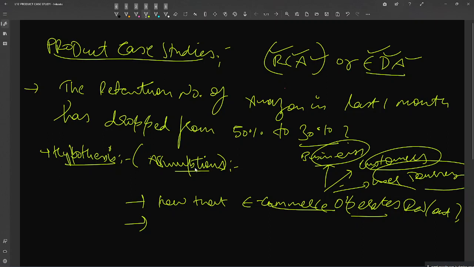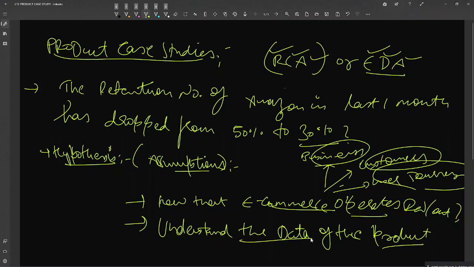Second thing is, you should understand the data very well. When I say understand the data, it's because you have to give insights in the form of data only. Understand the data of the product. These are the two basic requirements to answer such types of questions, and hence I have shared the case study with you.